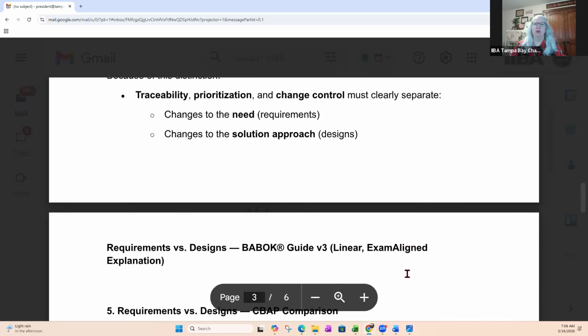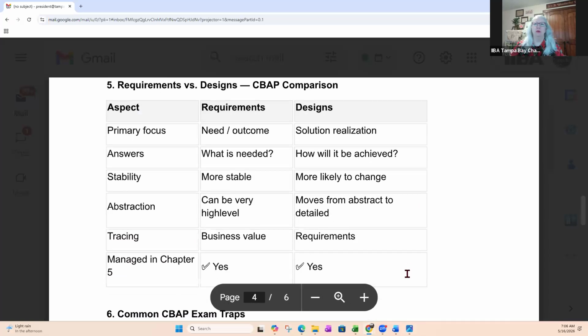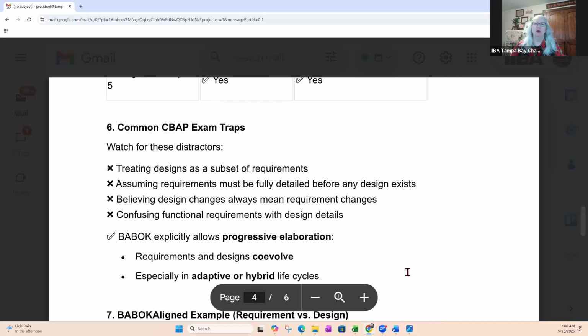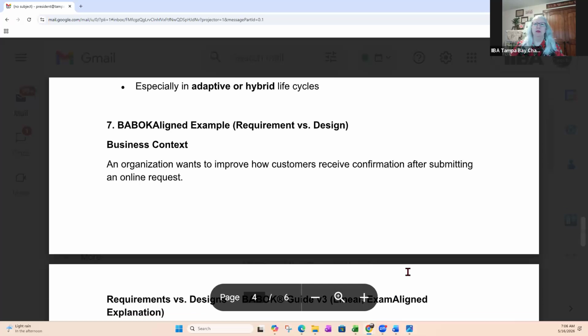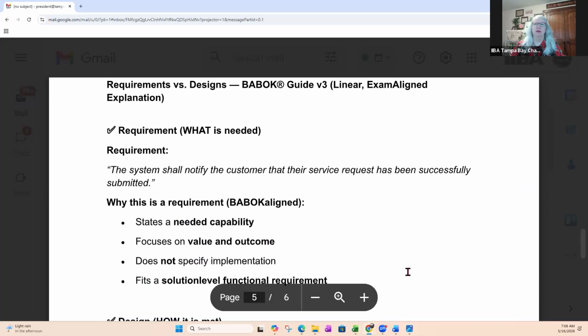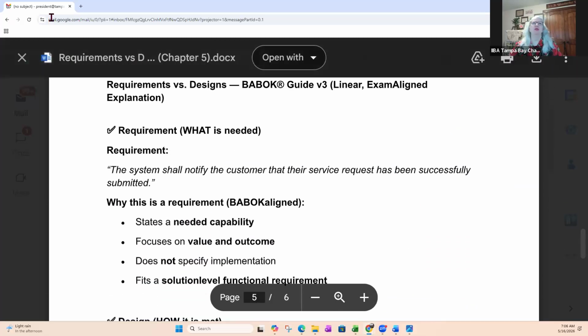I think I'll let y'all read the rest of this on your own. But I tried to do a comparison. I gave you exam trap information. I think the rest of this you can read on your own. Are you good with this? Yes. Okay, I hope it will be helpful.